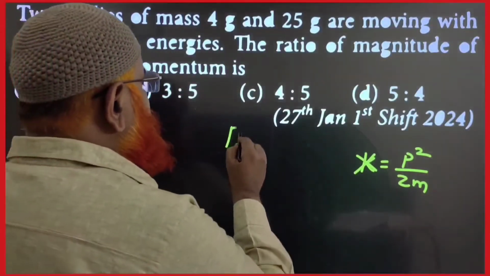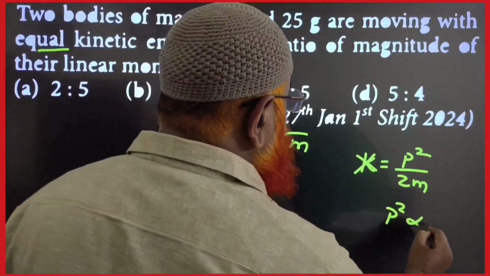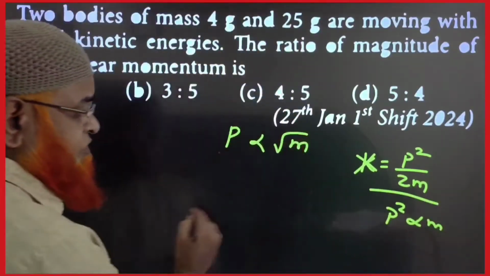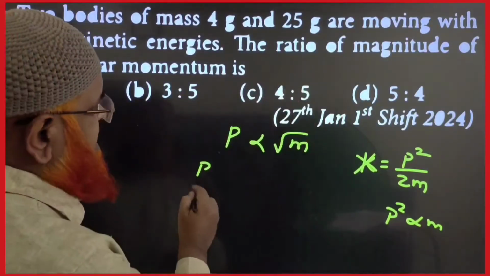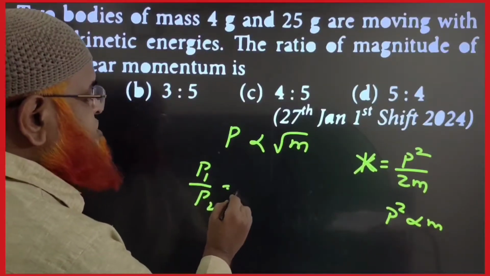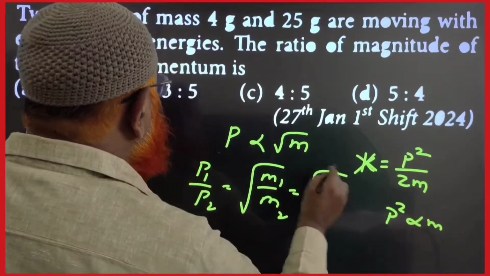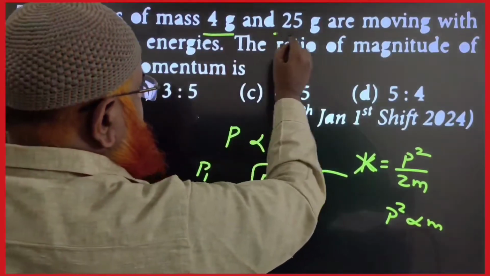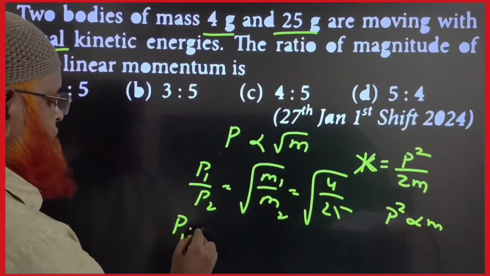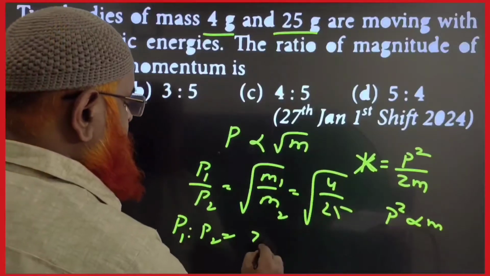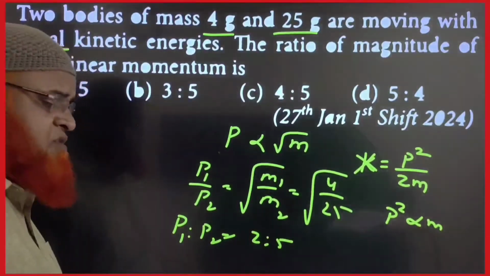The relation is P is directly proportional to root m, because P square is directly proportional to m from this relation. Therefore, we can write the ratio of their linear momentum, P1 by P2, is nothing but root of m1 by m2. And you know the masses are given here, 4 grams and 25 grams. So 4 by 25, which is P1 is to P2, which is nothing but 2 is to 5, because this is under root. So 2 is to 5 is going to be your answer.